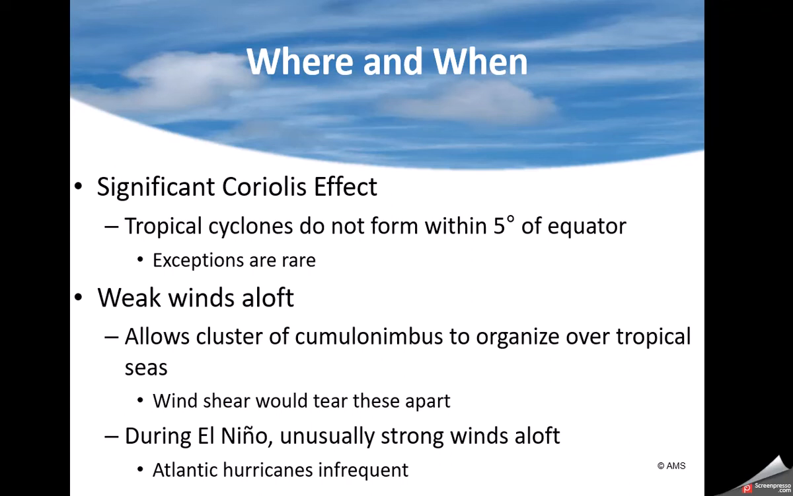You must have a Coriolis effect. The Coriolis effect is what makes the wind turn to the right, so it goes in a circle. If you're below 5 degrees north or south, you get too close to the equator and you don't have the Coriolis effect. So you don't get these circulations developing. You may get thunderstorms, but you don't get a hurricane.